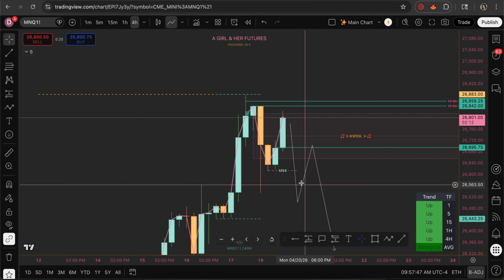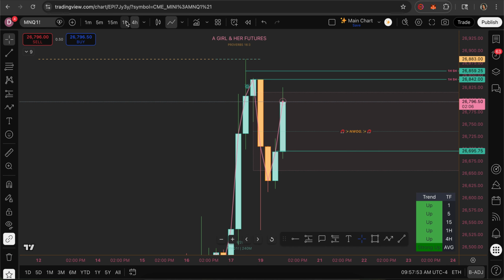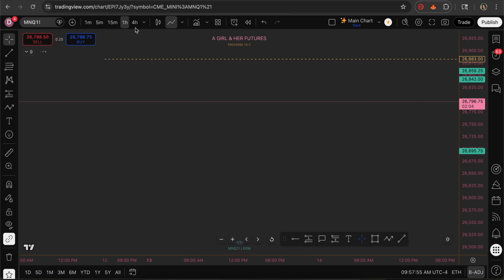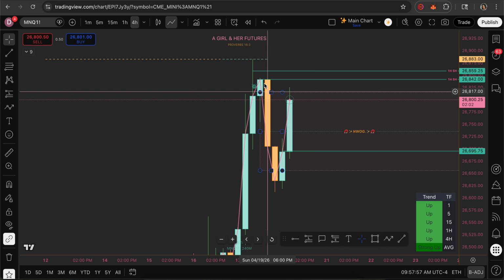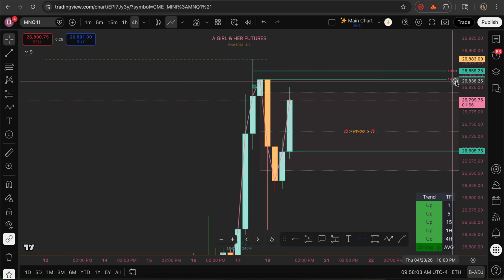All right. So what I'm looking for now is, let's see, we'll go down to the 1 hour time frame because we also have 4 hour swing levels that we're able to go off of, but this 4 hour swing high is sitting at the same spot as the 1 hour swing high.